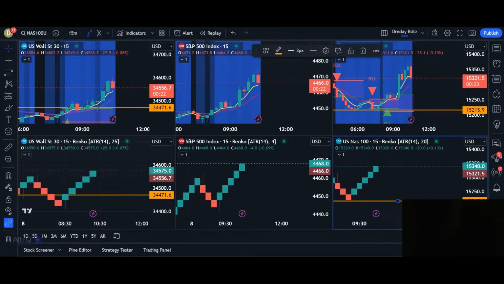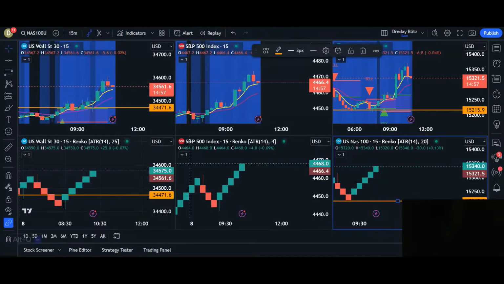Okay, so in less than a minute, we'll have the next candle. Perfect. So next candle here.